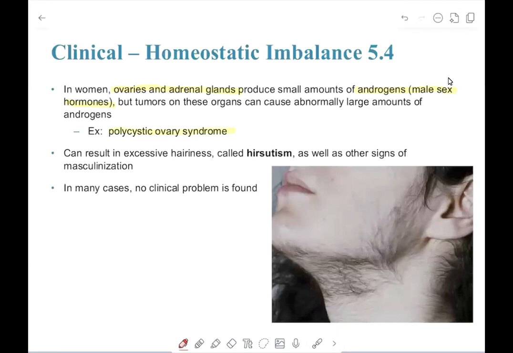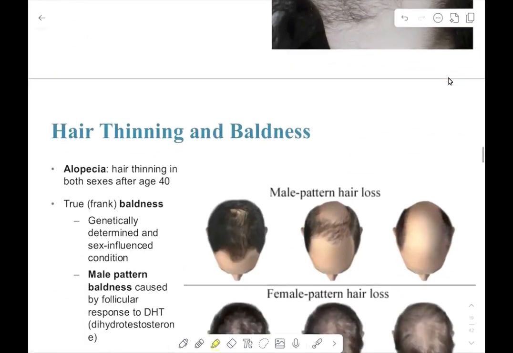Now, normally in females, the adrenal glands do produce some androgens, and that's completely normal. As you'll be learning in A&P2, there's a region of the adrenal cortex that does that. But when this happens, as you see on this slide, you'll notice some excessive hair in the female that normally should not be there. And this can lead to signs of masculinization, excessive hairiness, which is called hirsutism, and in most cases, no clinical problems are found, and it can be treated.